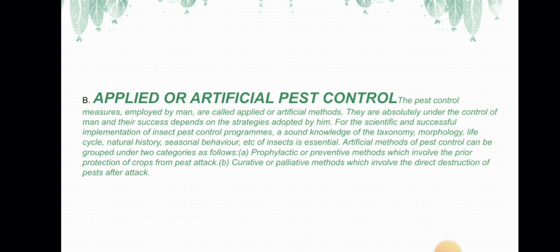For doing the artificial method, we should gain knowledge about the pest program, their taxonomy, their morphology, their life cycle, natural history, seasonal behaviors, etc. The artificial method of pest control can be grouped into two, that is prophylactic or preventive method, and the next one is curative or palliative method.